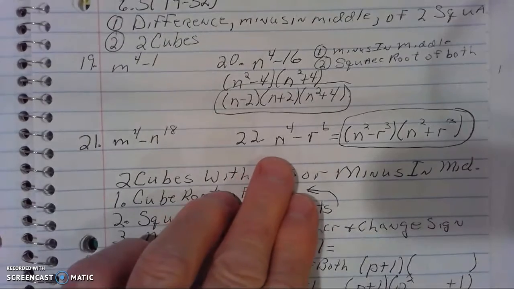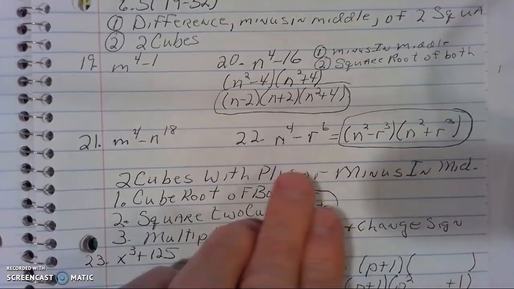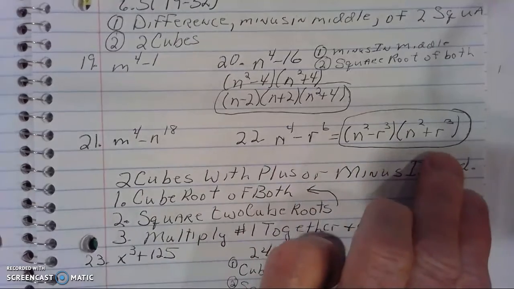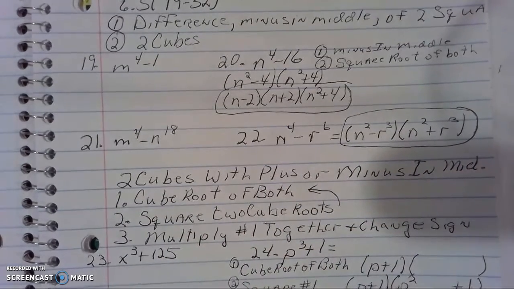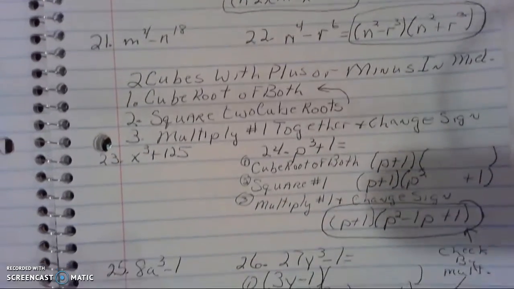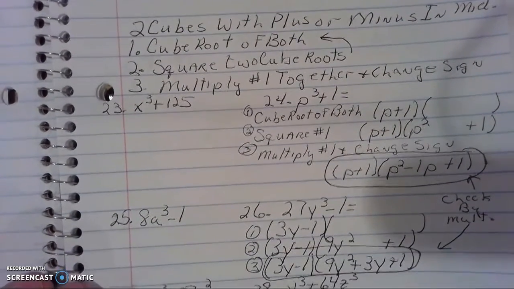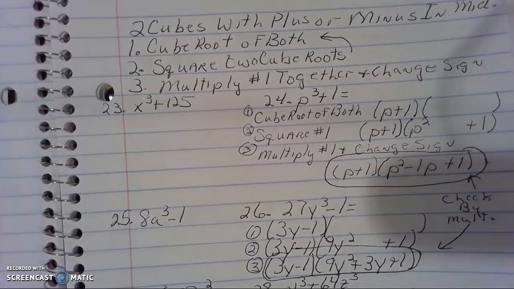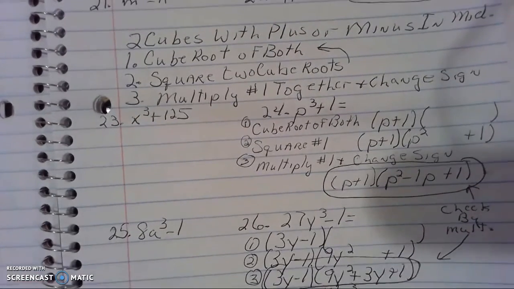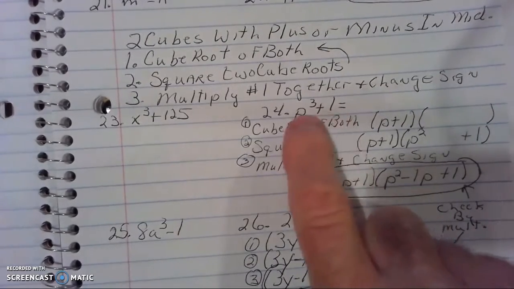Number 22. Can we take the square root of both of those? Yes, like this, and it has a minus sign in the middle. So that's how you factor it, so that you have no middle term. Then we get to 2 cubes, and I've written out the rule here. You take the cube root of the first terms of each of the terms, and then I'll show you the process here. On number 24, p cubed plus 1.